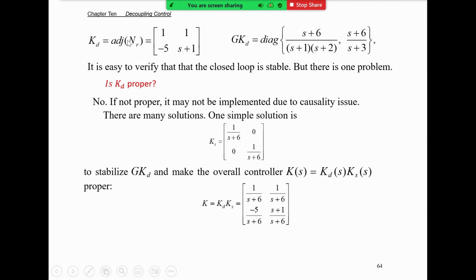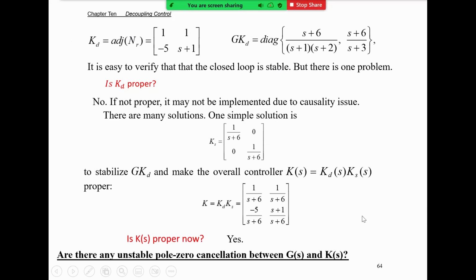Then first we just check whether the total controller is proper or not. So K is just KD times KS. We can easily verify this matrix times this matrix. You can see now all the controllers are proper, so there is no problem. The total controller is proper, because this is the final form of the controller we're going to use. Okay. Now, are there any unstable pole-zero cancellations? There are not, we know there are not, so it is okay.